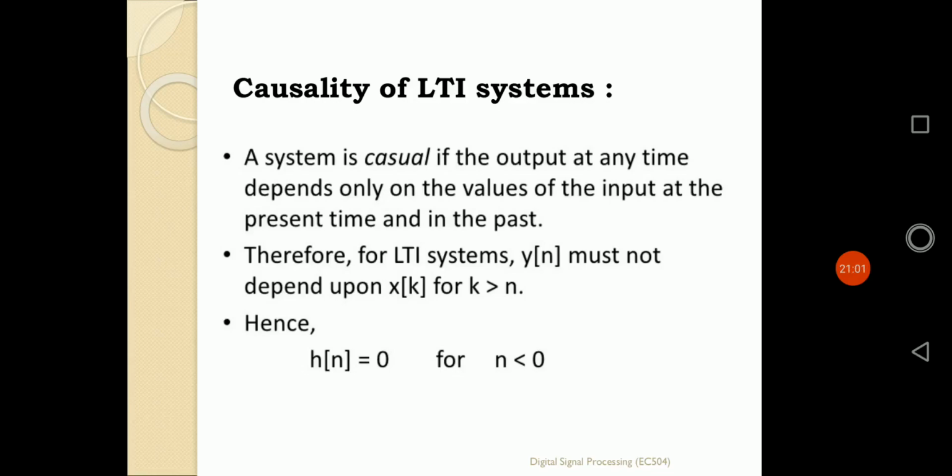That means for n less than 0, any negative value of n is a future value, a non-realistic value, so it should not be followed. That's why the system is defined as a causal system if its value is 0 or absent whenever we put negative values of n. That defines the causality of the system.